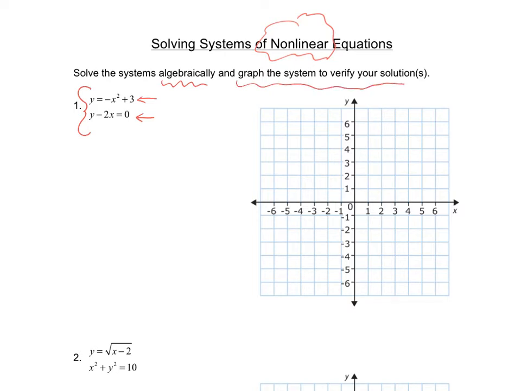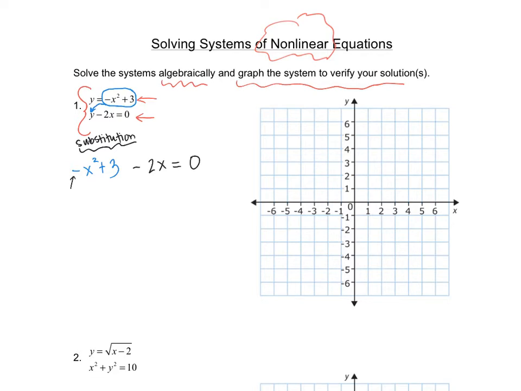So algebraically, we normally use either our substitution or elimination. So because I have the y equals, it makes me want to use substitution. So I'm going to take this entire expression here and plug it in for the y. So that'll be negative x squared plus 3, and then I'll keep the minus 2x equals 0. So that was my substitution. So then at this point, you should have an equation with only one variable that you should be able to solve. And looking at it, I have a quadratic.